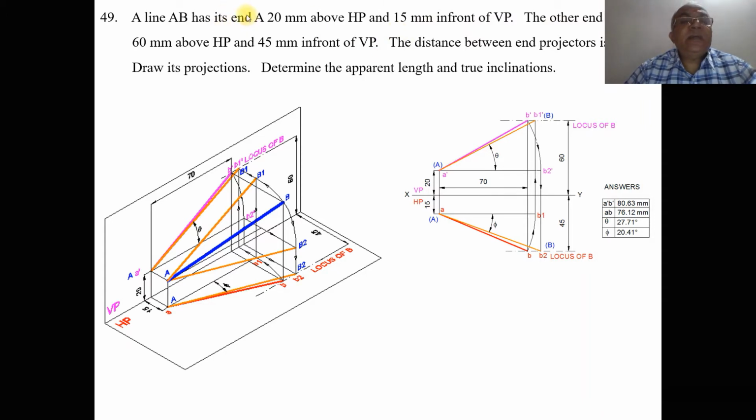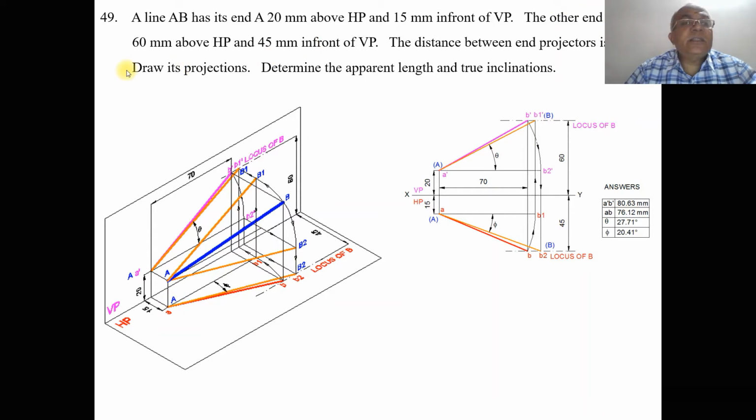A line AB has its end A 20 mm above HP. So when you look from the front view, I can see the distance above HP. When it is projected, it is going to fall on the vertical plane here. So you mark this point as A dash and capital A. And 15 mm in front of VP. So when you look from the top view, we can see the distance in front of VP, which is 15 mm. So when it is projected, it is going to fall on the horizontal plane. You mark this point as small a and capital A here.